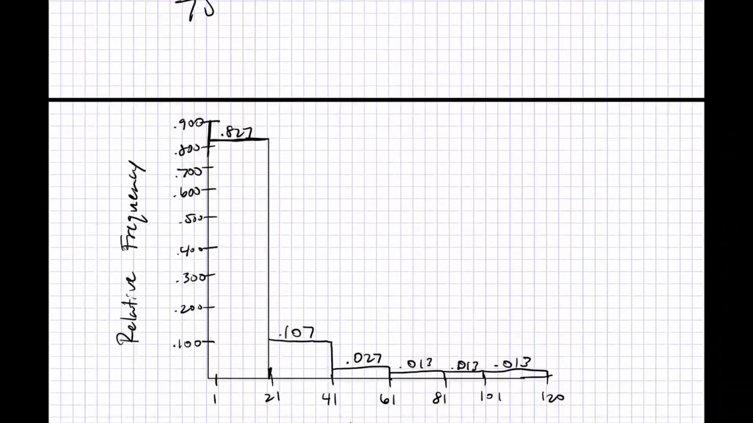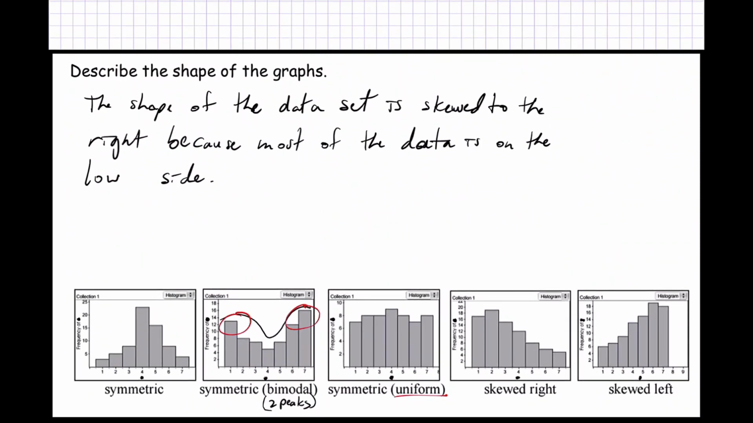This is from yesterday. We have symmetrical, classic symmetrical with 2 peaks, one in the front, one in the back. Symmetrical uniform, all about the same. They all have about the same. Skew to the right means most of the data is on the low side. Skew to the left, most of the data is on the high side. Those are the options we have.